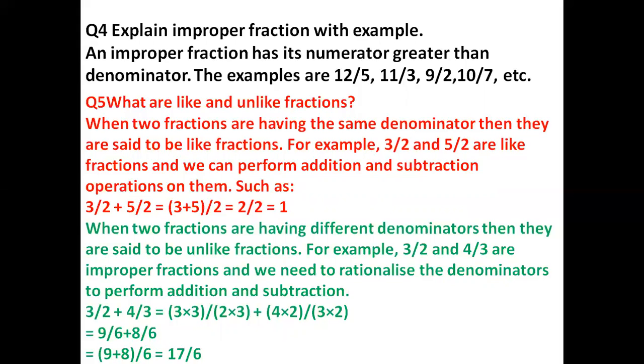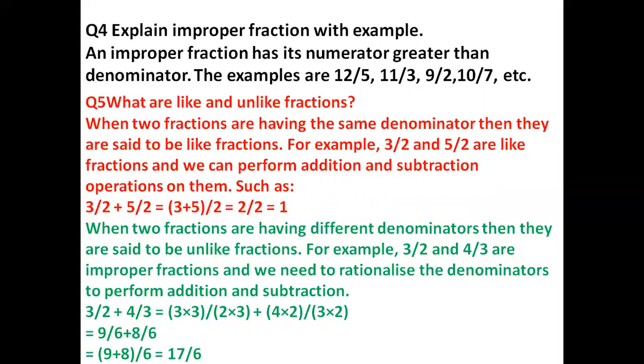Let's start with the next question. What are like fractions and unlike fractions? Like fractions: when two fractions are having the same denominator, then they are said to be like fractions. For example, 3 by 2 and 5 by 2 are like fractions, as we can perform addition and subtraction operations on them. That is, 3 plus 5 is equal to 8. 8 by 2 is 4.